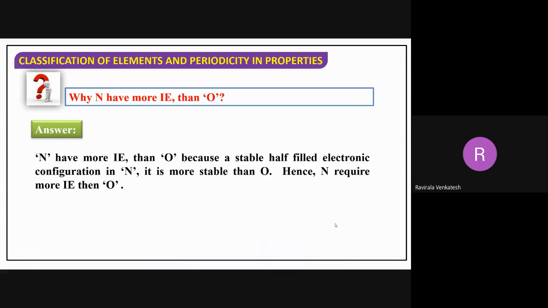Now, I already told you this one. Because of stable half-filled configuration, nitrogen has more ionization enthalpy than what? Oxygen. In examination, they may ask this type of question, so try to remember this one. The simple thing: due to stable half-filled configuration.